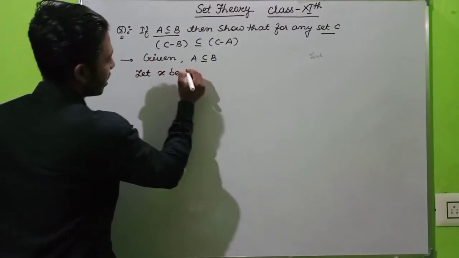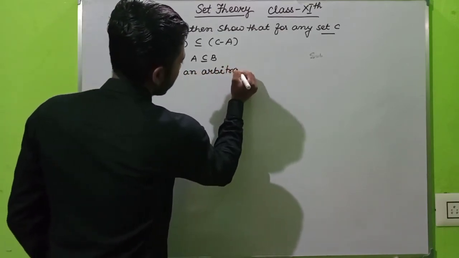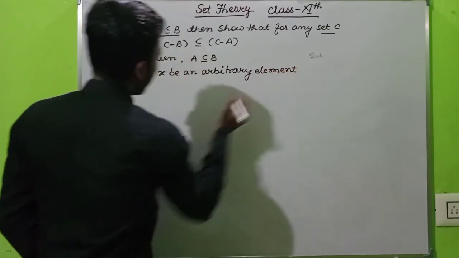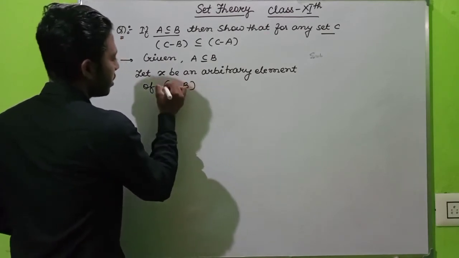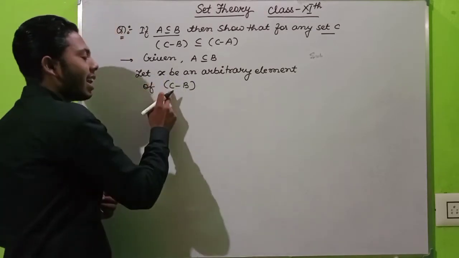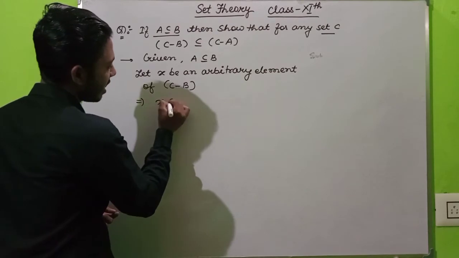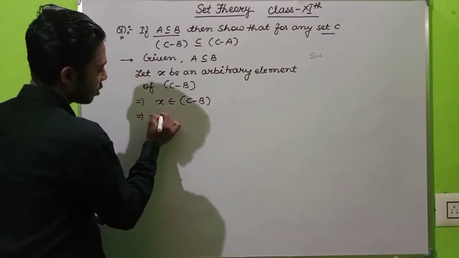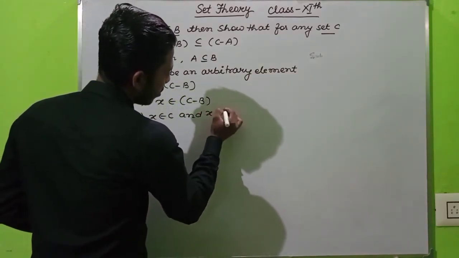अब let X be an arbitrary element of difference of set C minus B. X जो है डिफरेंस ऑफ सेट C माइनस B का एलिमेंट है, यानी कि X कहाँ लाई करेगा? सेट C में, B में लाई नहीं करेगा. This implies X is an element of C minus B. So we can say that X belongs to set C and X does not belong to set B.